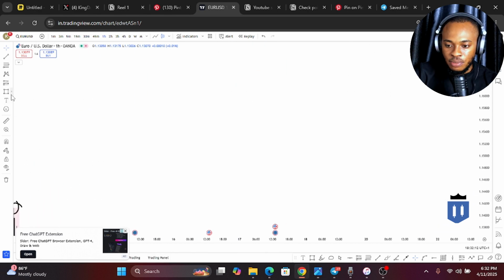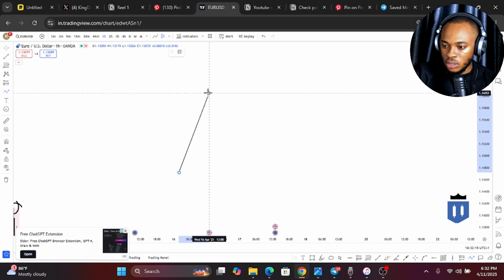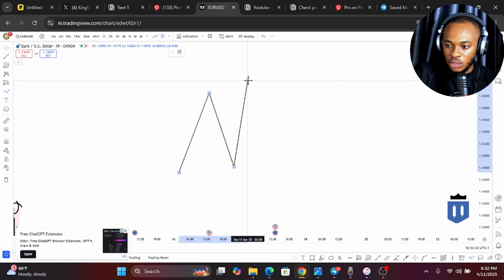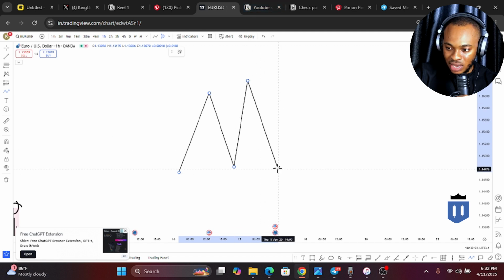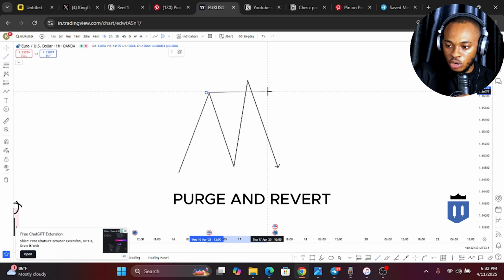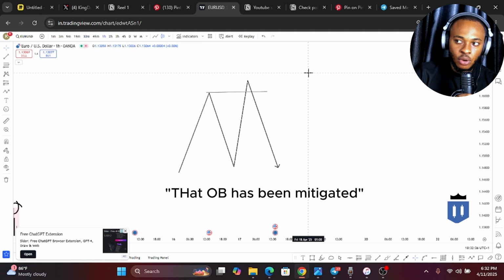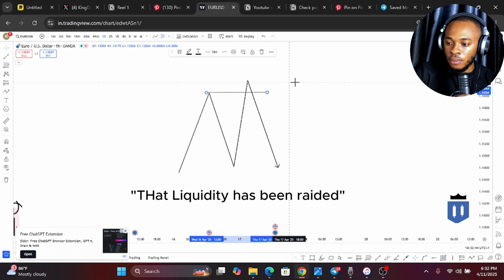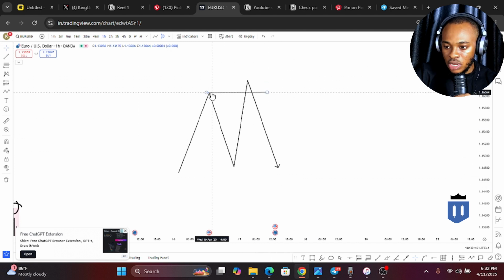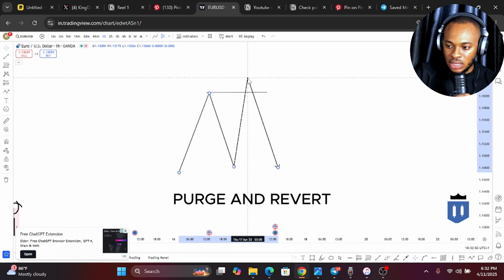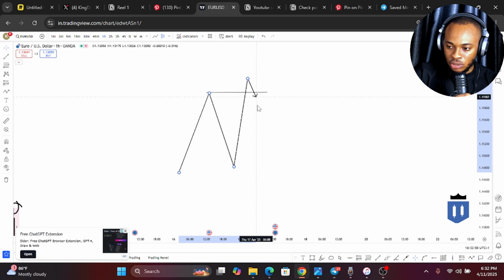But a liquidity is a bit different. If this is a liquidity which is a high, when we say it's been mitigated, we use the word it's being raided. So if price raids this and retraces and reverses from there, it is called purge and revert. It's synonymous to how we say other blocks have been mitigated. In liquidities, you hear that it has been raided. The action whereby price goes above a liquidity pool and then reverses is called purge and revert. The purging is the raid, and the revert is the action that happens after.